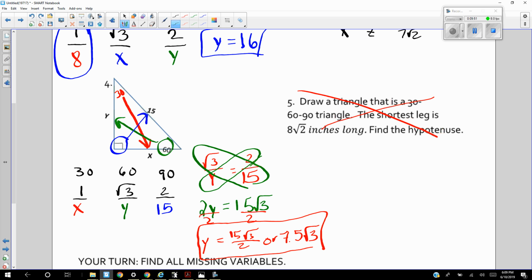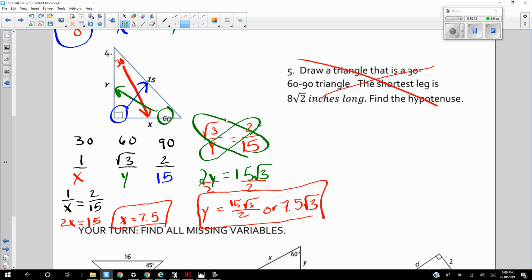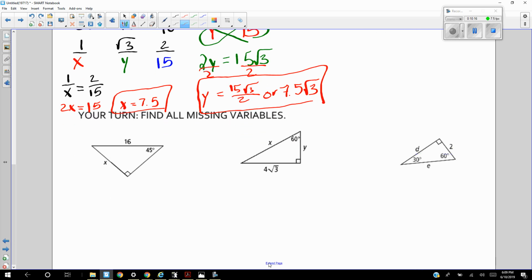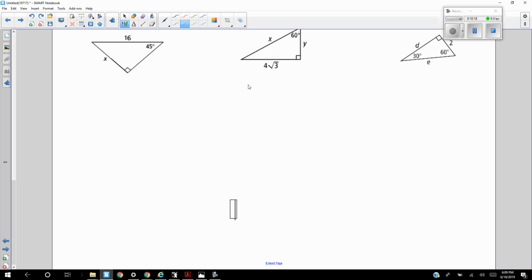And then x, solving for x, is much easier because all you've got is whole numbers. 1 over x equals 2 over 15. Cross multiply, we're going to get 2x equals 15, so x is 15 divided by 2. X is either 15 over 2 or 7.5. Pause the video and try those your turn problems on your own using any method that you like.